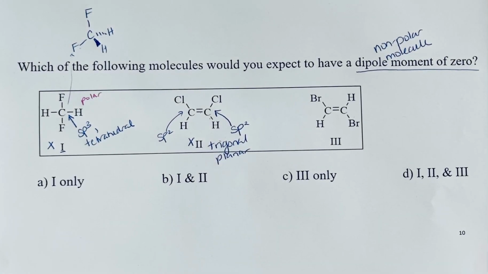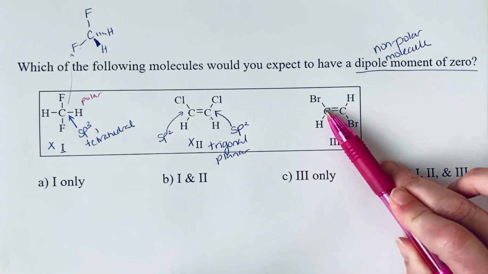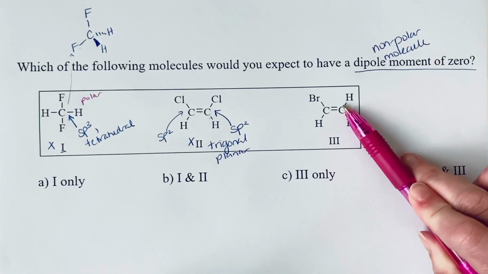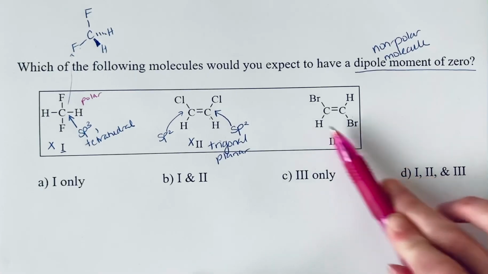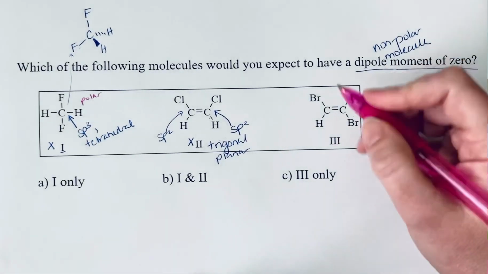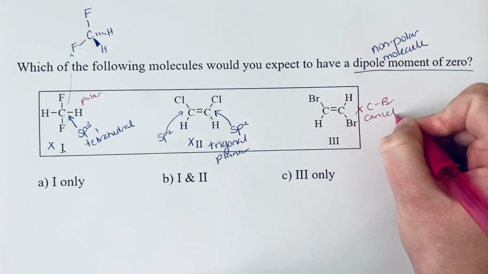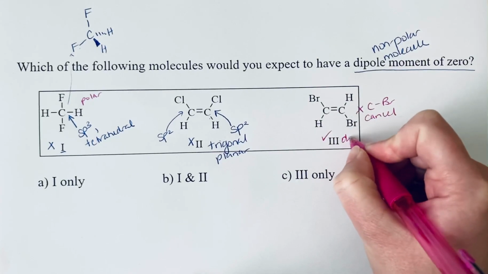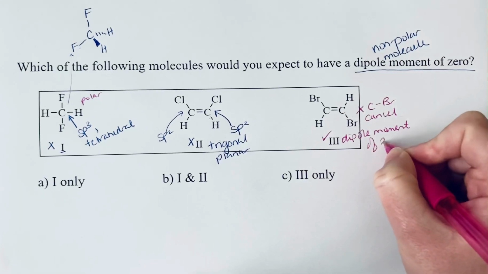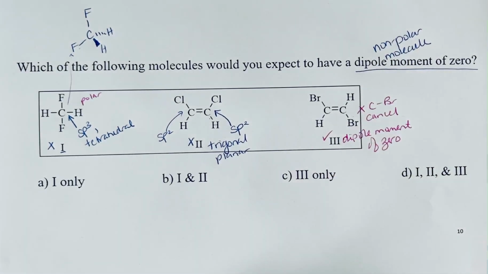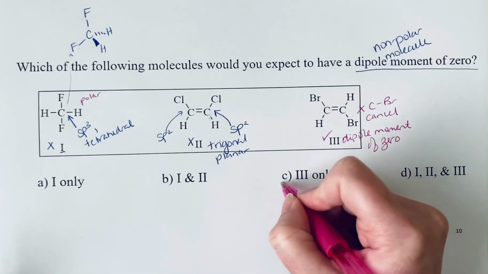And finally, if we look at the last structure, this is very similar to what we just looked at. But now we've got a carbon-bromine bond pulling this way and a carbon-bromine bond pulling in the opposite direction. So these 2 are actually going to cancel. So these carbon-bromine bonds cancel. That means that this has a dipole moment of 0. So only in this last structure do we have polar bonds that are pulling equally in opposite directions in order to cancel each other out.